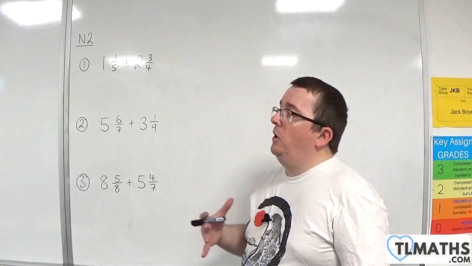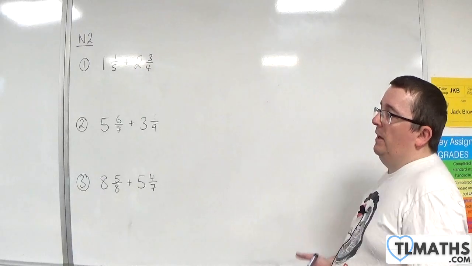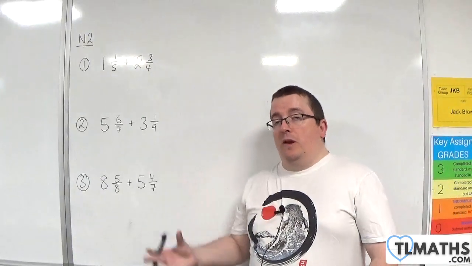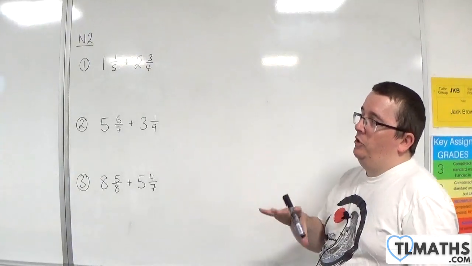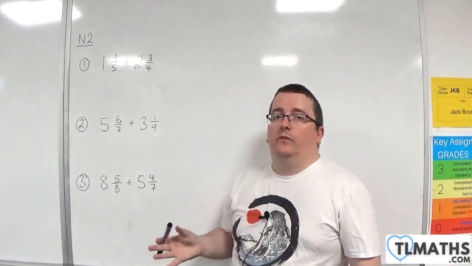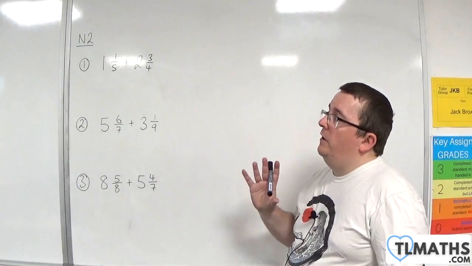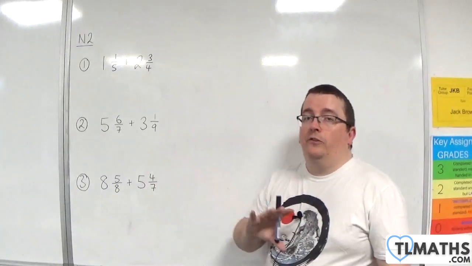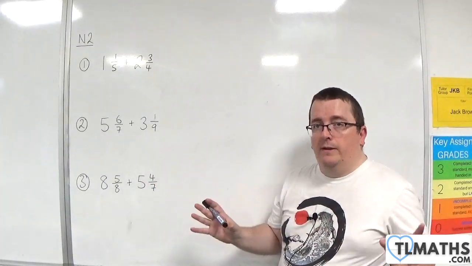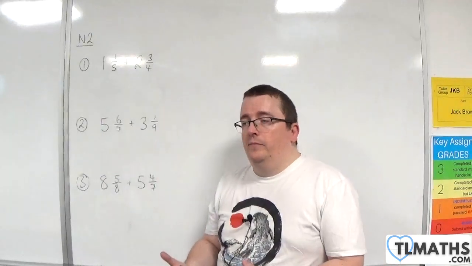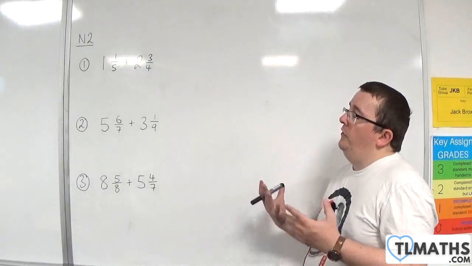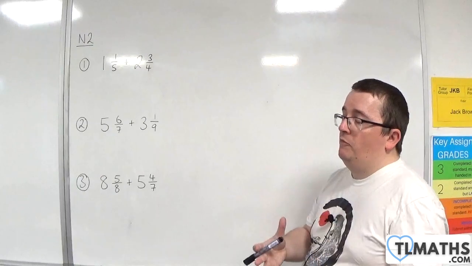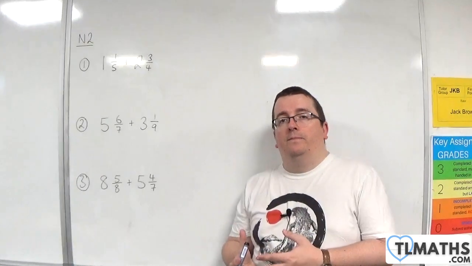In this video, I want to go through a few examples of adding mixed numbers together. Now, in the previous video, I suggested that there were two methods to do this. The first method I showed was adding the integer parts together, then adding the fractional parts together, doing it separately, and then combining at the end. The second method was to turn the two mixed numbers into improper fractions and adding them that way.